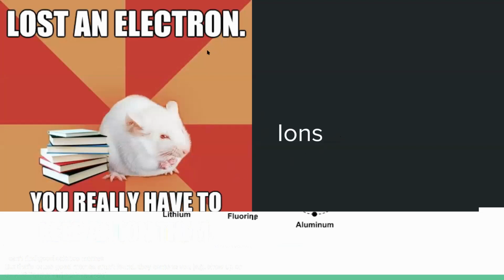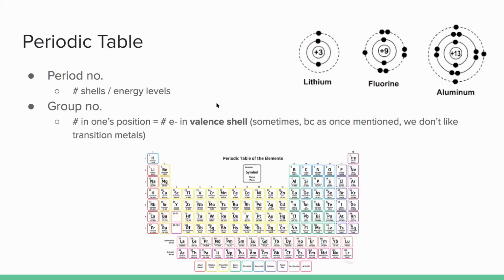Okay, well, ignore this really bad meme, but our next topic is ions. Okay, back onto the periodic table. If you remember, the periodic table is organized in two ways. First, we have the group number, which represents the columns, and then the period number, which is used to describe the rows.